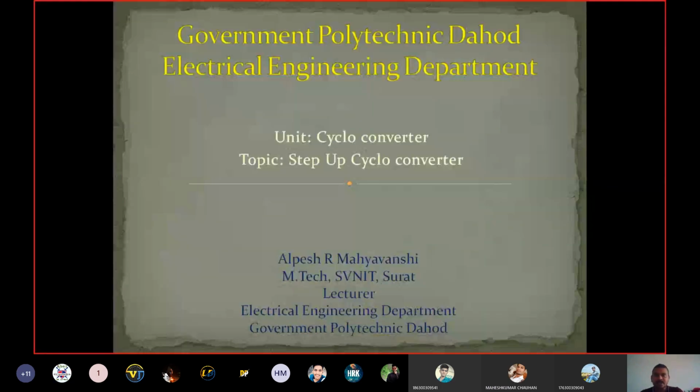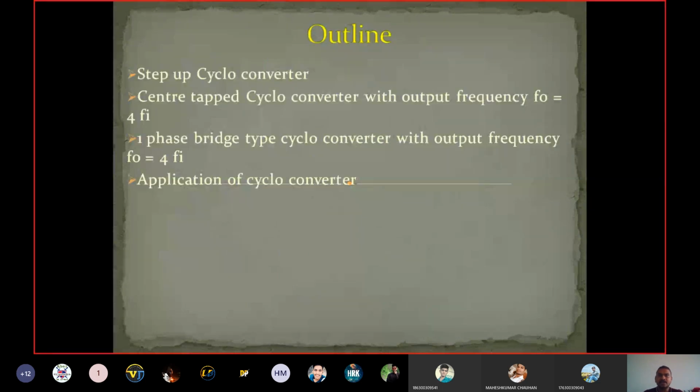Today we will discuss the unit on cycloconverters, in which we are going to study the step-up cycloconverter, including the center tapped step-up cycloconverter and the single-phase bridge type step-up cycloconverter. Okay, so today's outline is an introduction to the step-up cycloconverter.